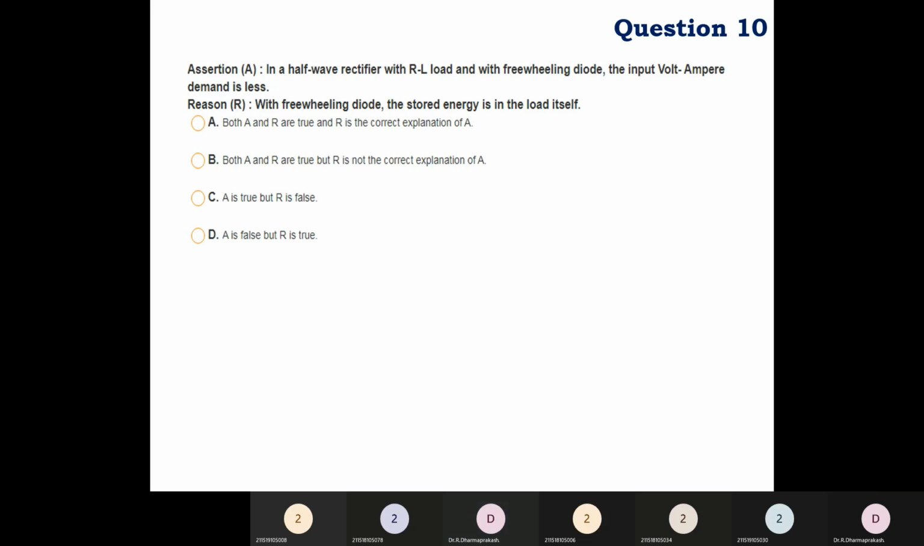The next question is: assertion, in a half-wave rectifier with RL load and with freewheeling diode, the input volt ampere demand is less. And the reason is: with the freewheeling diode, the stored energy is in the load itself. Both A and R are true, and R is the correct explanation for the assertion, right?